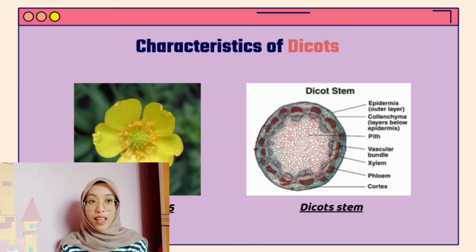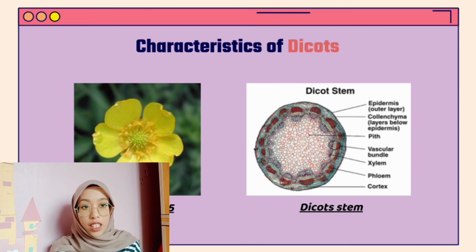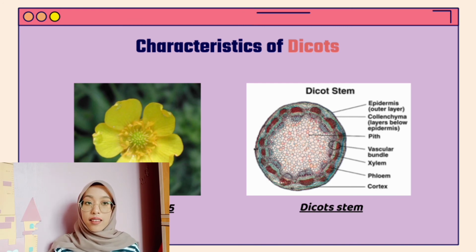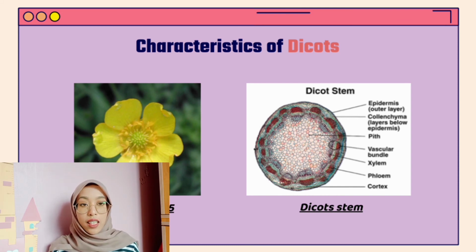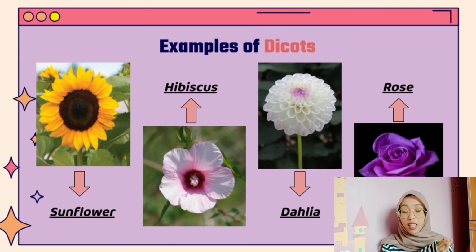The last one is the anatomy of the dicot stem. The dicot stem has the epidermis, which is the outer layer, and collenchyma, the layers below the epidermis. The third is the pith, then the vascular bundle, then xylem, then phloem, and the last one is the cortex. Other examples of dicots are roses, magnolias, geraniums, and hollyhocks.